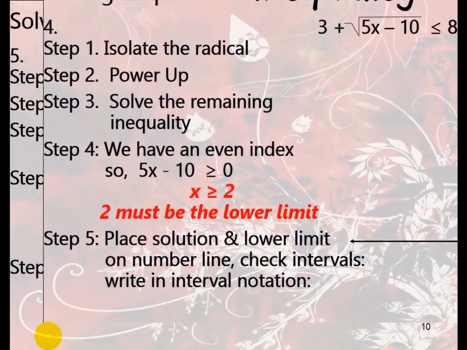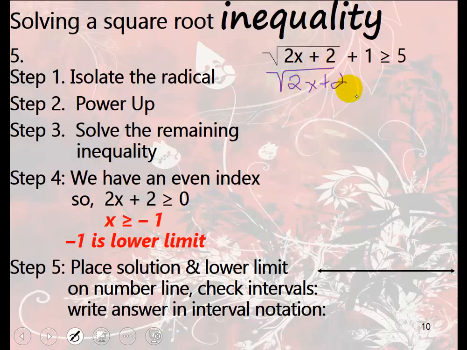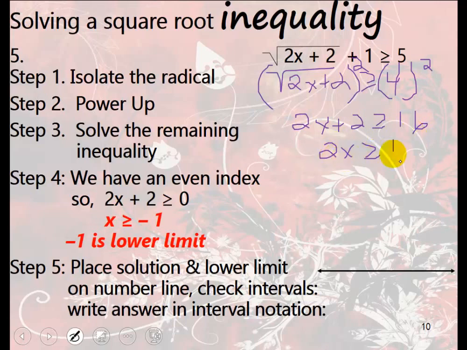All right, why don't you try this one for your video question, and then come back and check your work. I'm going to isolate, so I get square root of 2x plus 2 is greater than or equal to 4. I'm going to square both sides, and I get 2x plus 2 is greater than or equal to 16. I'm going to subtract 2 from both sides. 2x is greater than or equal to 14. I'm going to divide by 2. x is greater than or equal to 7.